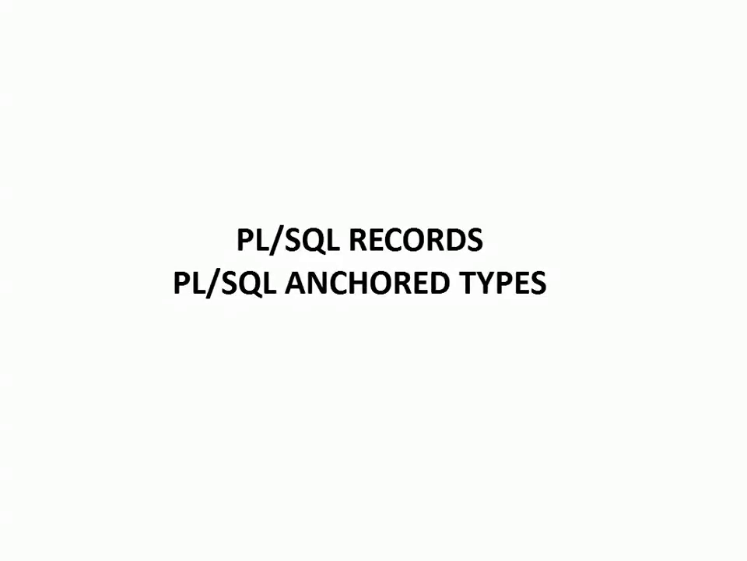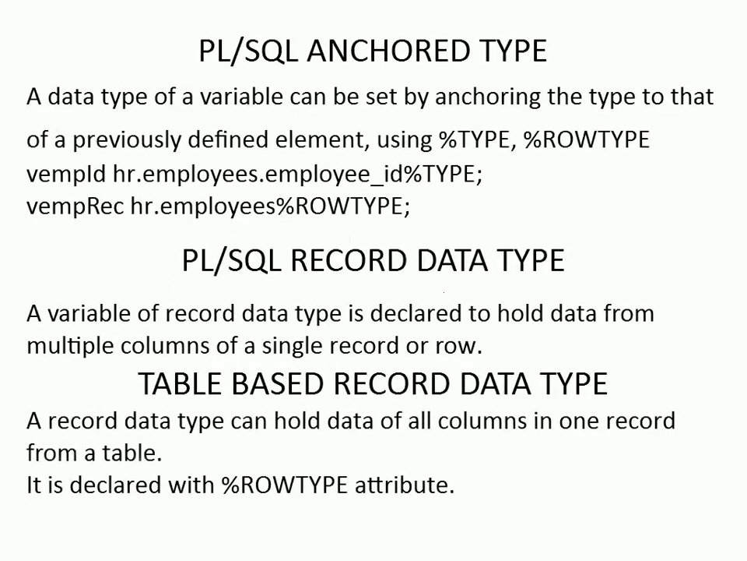In this video, we'll discuss PL/SQL records. A data type of a variable can be set by anchoring the type to that of a previously defined element using %TYPE or %ROWTYPE. In a single value variable, we provide anchoring by % and the TYPE keyword. And in a record variable, we provide anchoring by % and the ROWTYPE keyword.